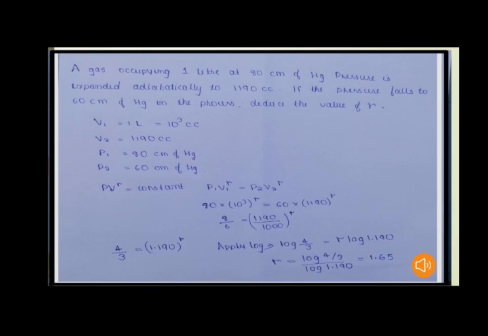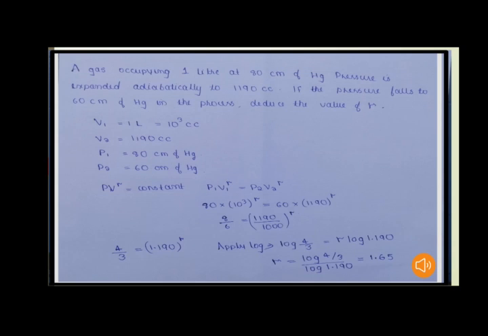Here it is said that it is expanding adiabatically, so the equation we need to use is P V raised to gamma equal to a constant. From that, P1 V1 raised to gamma is equal to P2 V2 raised to gamma. So P1 is given as 80 cm of mercury and P2 is given as 60 cm of mercury. V1 is given as 1 liter, that is equal to 10 raised to 3 cubic centimeter, and V2 is given as 1190 cubic centimeter. So substituting in the equation, we will get 8 by 6 is equal to 1190 divided by 1000 all raised to gamma.